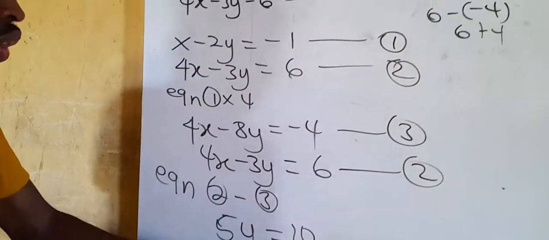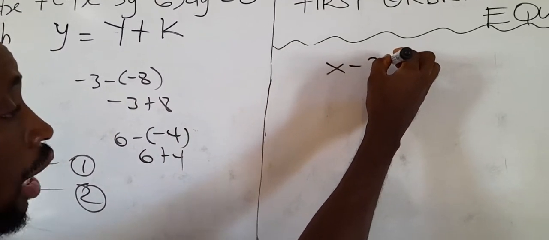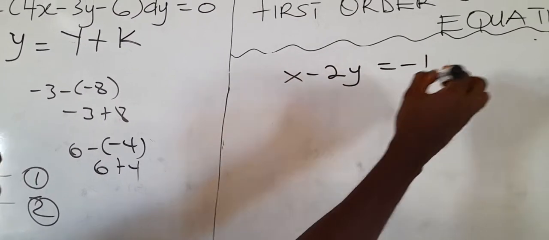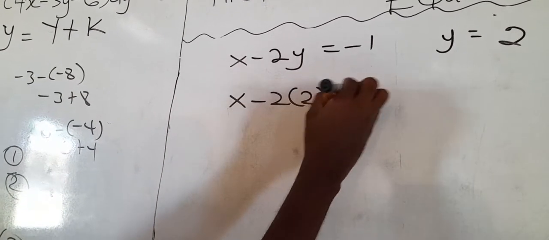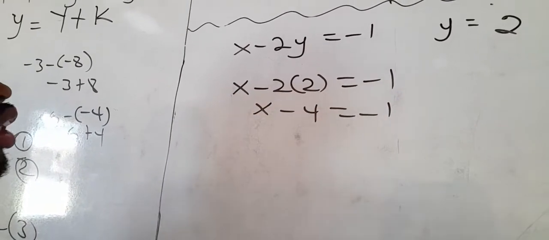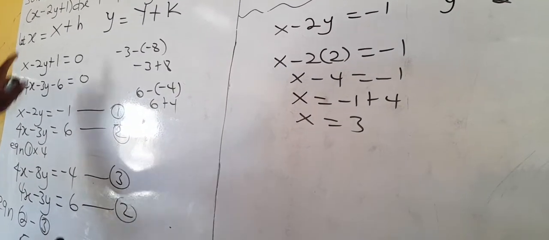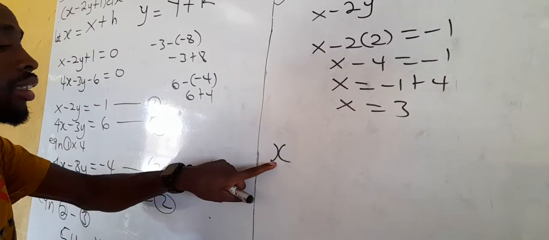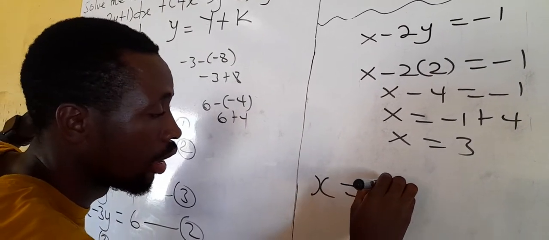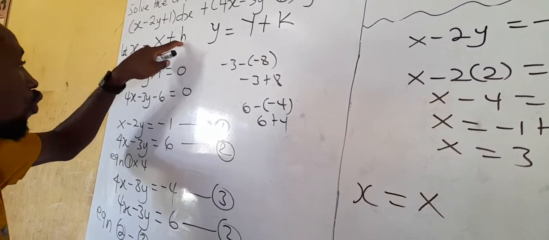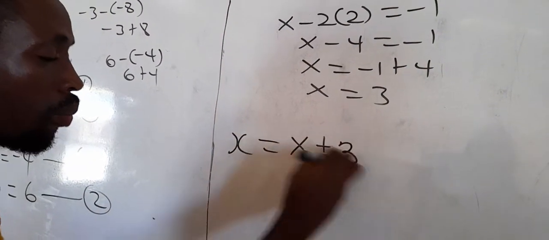Now we find our x by substituting the y into any of the equations. So I'll substitute into equation 1, which is x minus 2y equal to negative 1, and our y is equal to 2. So x minus 2 times 2 will be equal to negative 1. That will be x minus 4 equal to negative 1. X will be equal to negative 1 plus 4. X is 3. So we can say that our x, the lowercase x here, will be equal to capital X plus h. We said h is the value of x from the simultaneous equation, and the value of that x is 3. So we say capital X plus 3.